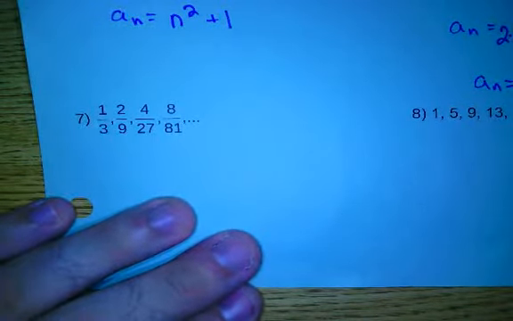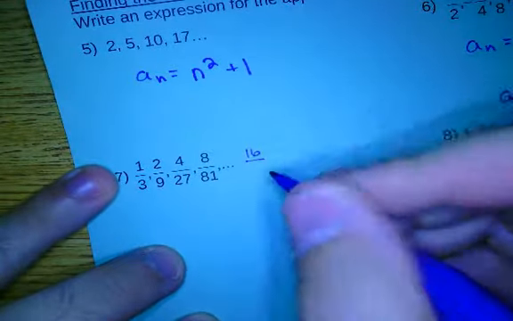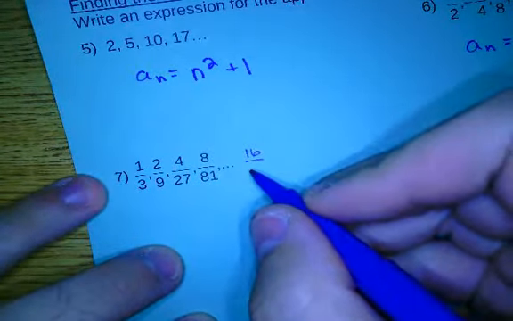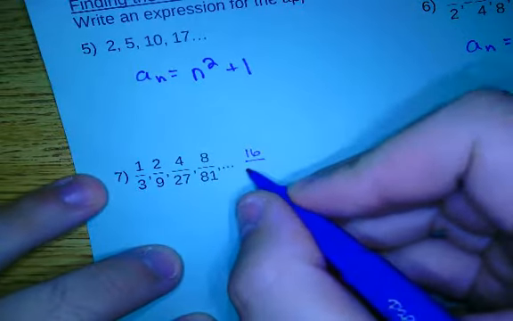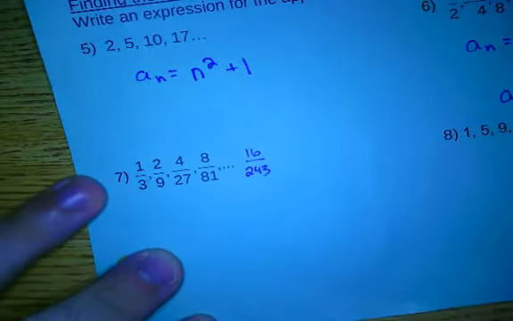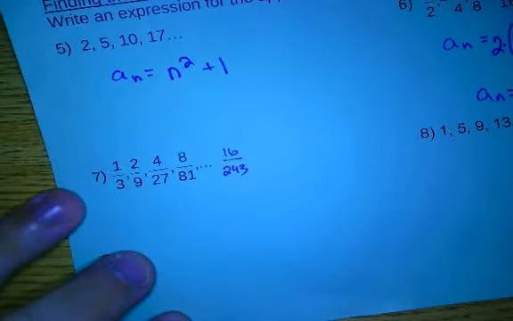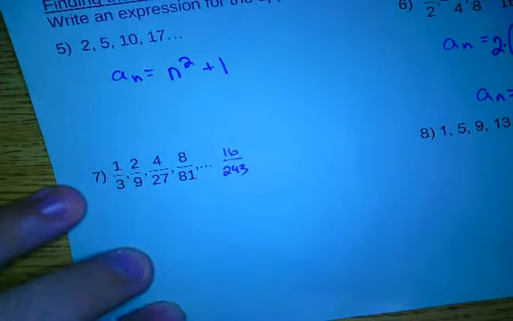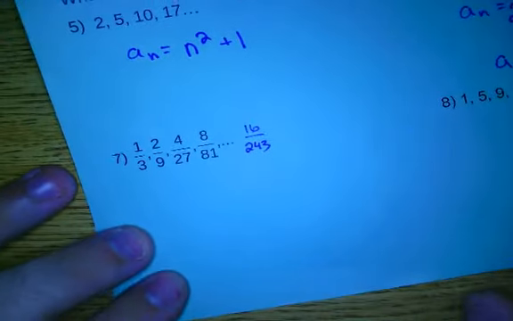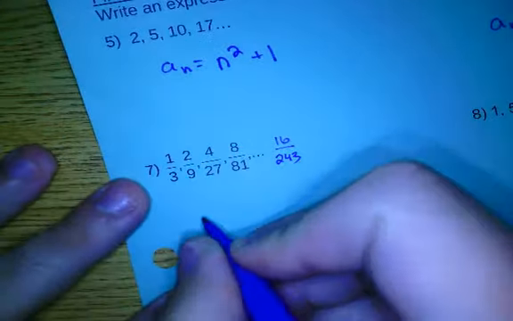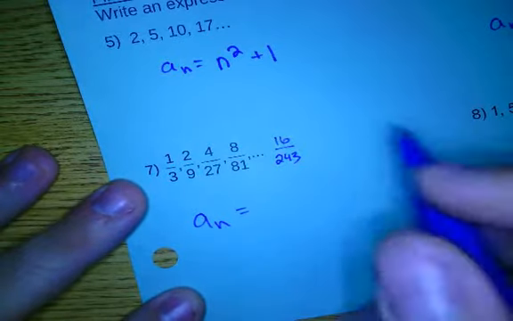Alright, I'm going to reel you back in here. Does anybody know what the next number is going to be? 16 over 81 times 3, so we kind of get the idea, right? Is this increasing exponentially, or is it increasing linearly? So we need an exponent, at least one exponent in our answer. What's happening to the top and the bottom?